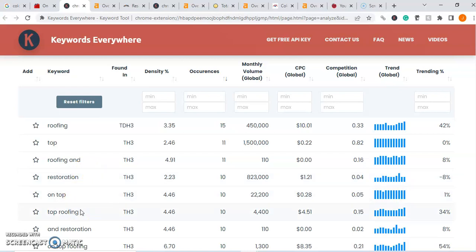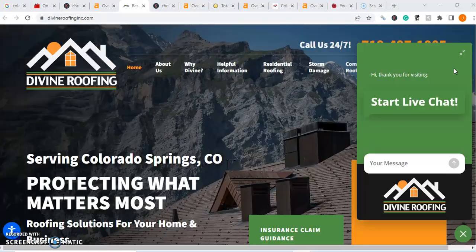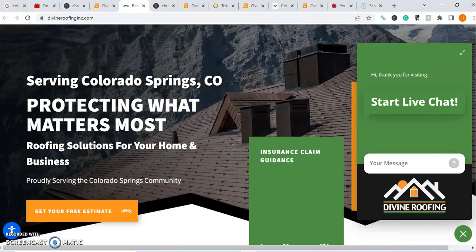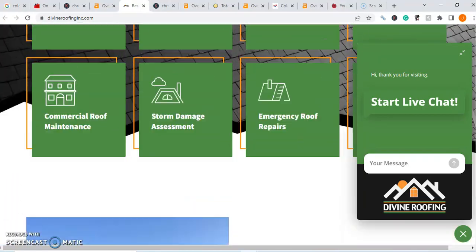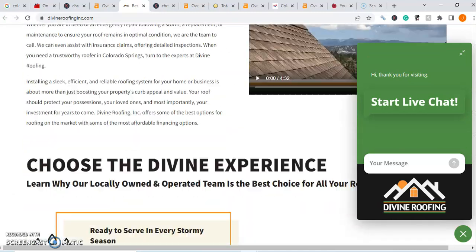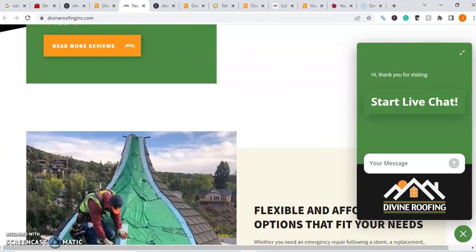So let's take a look at some of your competition and see what they're doing as far as content and keywords go. So here we have Divine Roofing, and they rank on the first page organically for roofing services in the Colorado Springs area. And let's see why. So if we scroll down here, you're going to notice that they have a ton of content on this webpage, and it is working very favorably for them because, like I said, they are ranking on the first page.